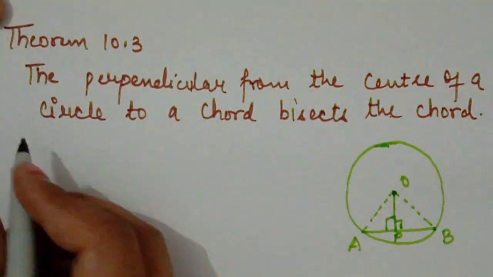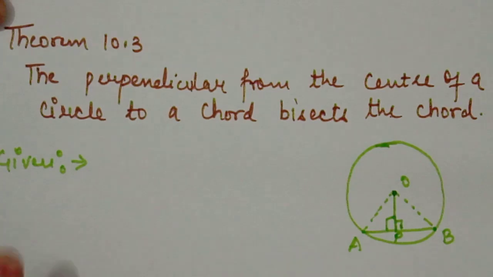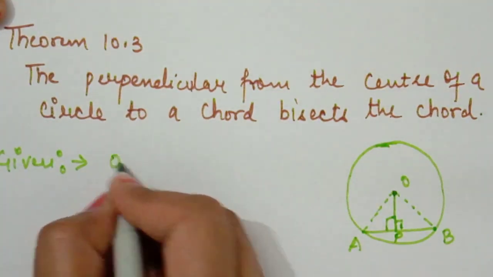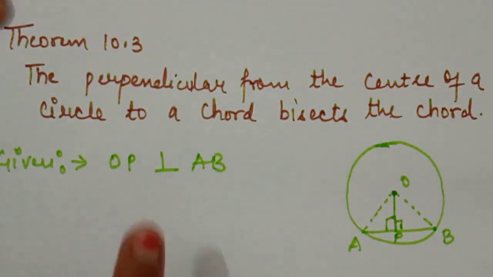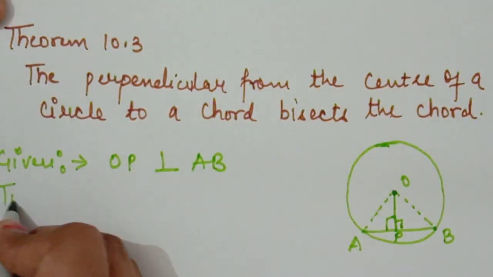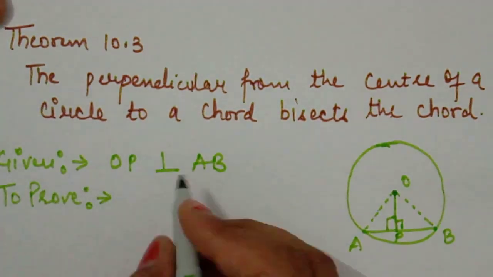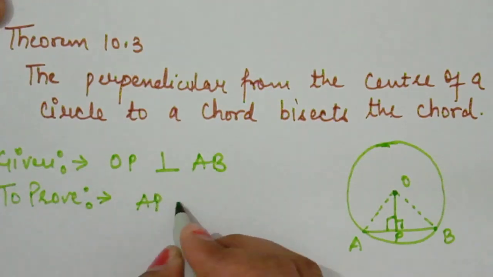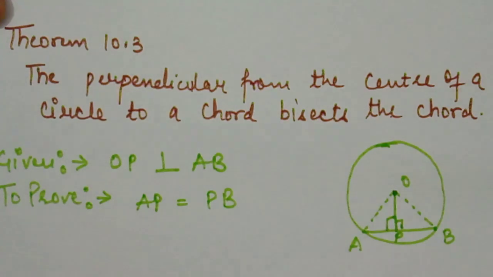So what is given to us? We have to write all the geometry statements like this. Given: OP is perpendicular to AB. What we have to prove? We have to prove that the perpendicular bisects the chord. It means AP is equal to PB. The meaning of the word bisect is to divide into two equal parts. So we have to prove that AP is equal to PB.